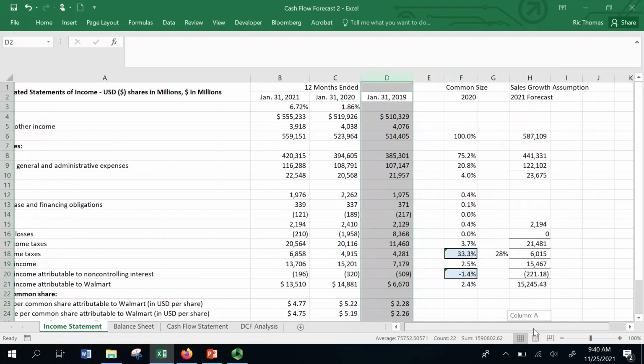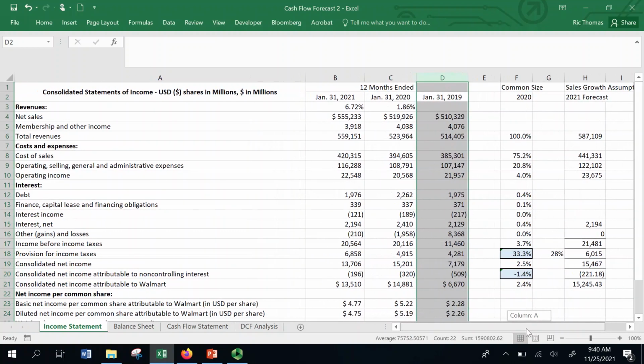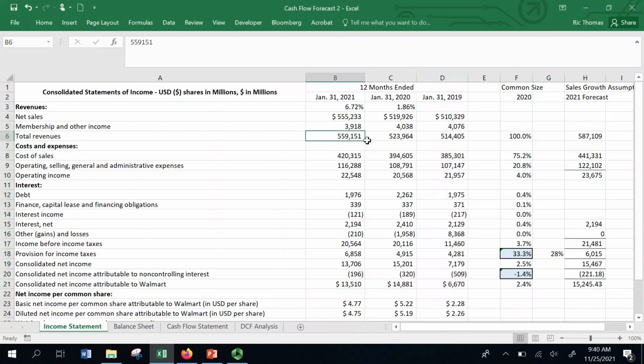But the first thing I'd like to do to forecast out an income statement is create a common size income statement. That's my first thing that I'm going to do because that's going to help me forecast out my items. And you'll see what I mean by that as we go through this. So what's a common size income statement? That's where I take all of these items here and divide them by total revenue. Everything is divided by total revenue.